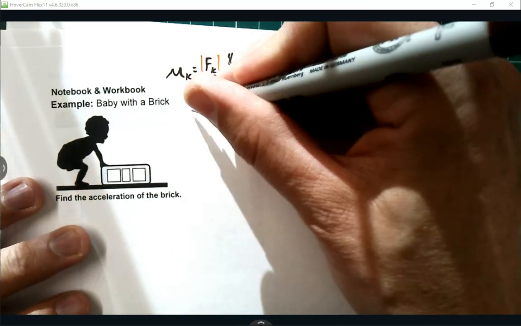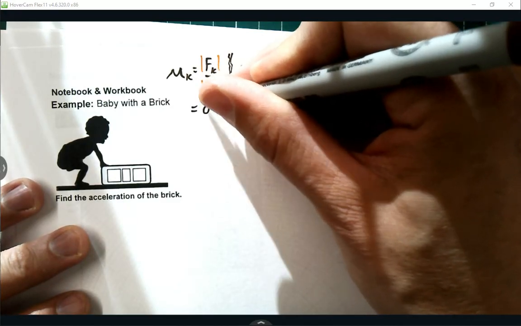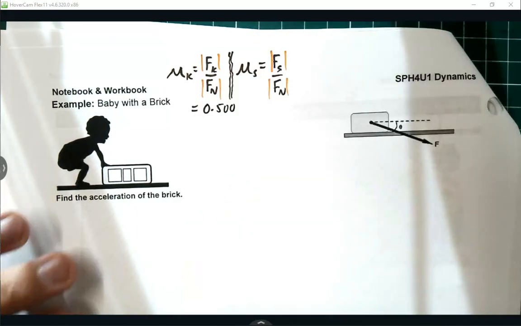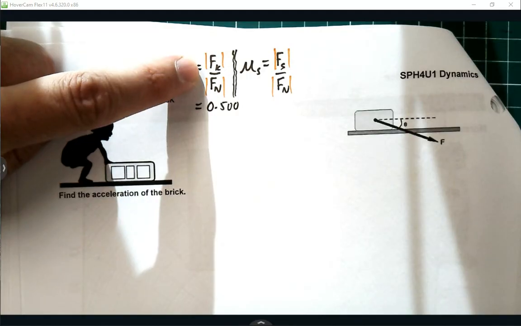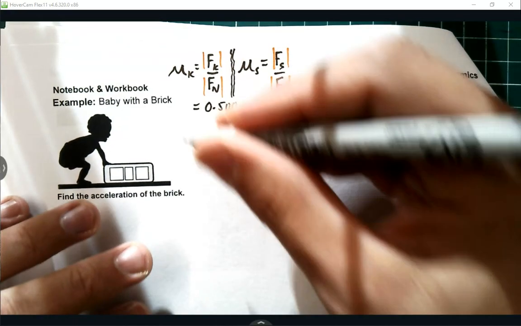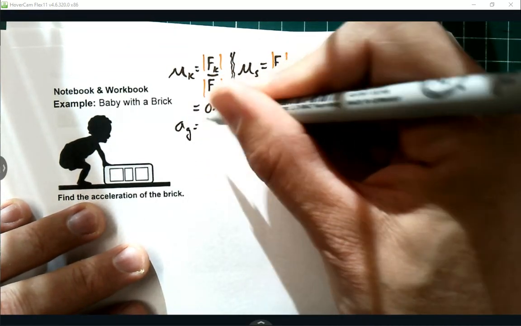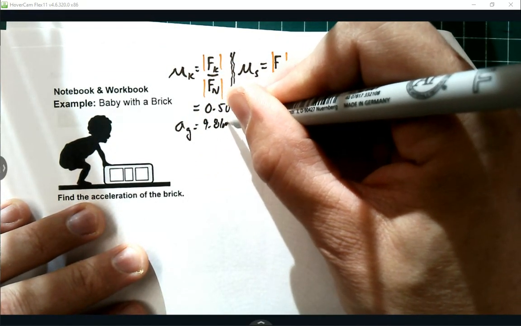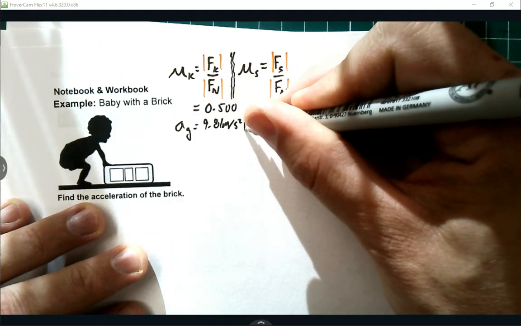Now, for the story that we're going to tell, I just want to put it out there right now that I'm going to let mu k be equal to 0.500. Notice there's no units there, because if it was a friction force divided by a normal force, the units, the newtons, would eliminate. I'm also going to say that we're on Earth, 9.81 meters per second squared, down.